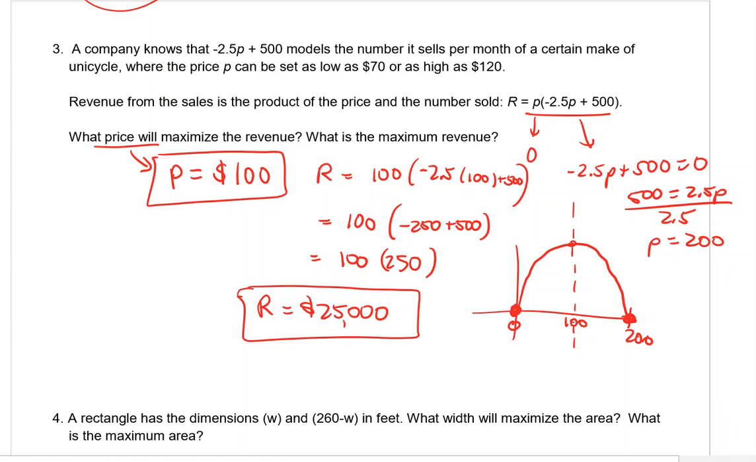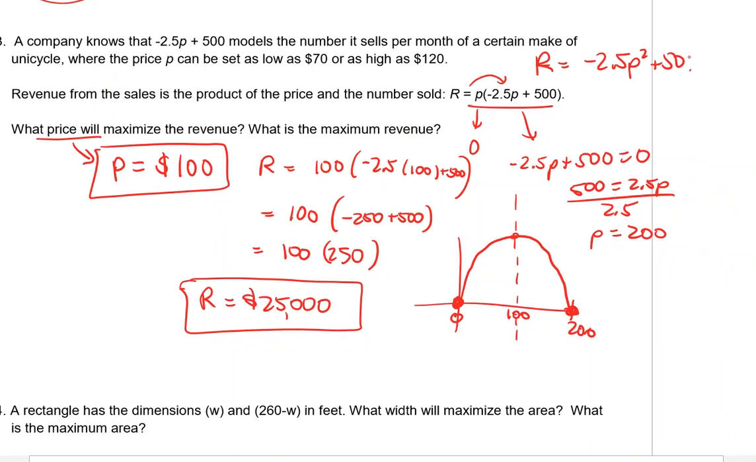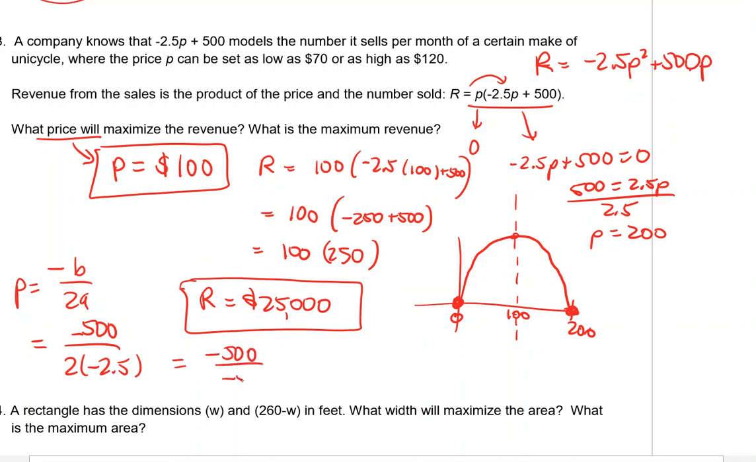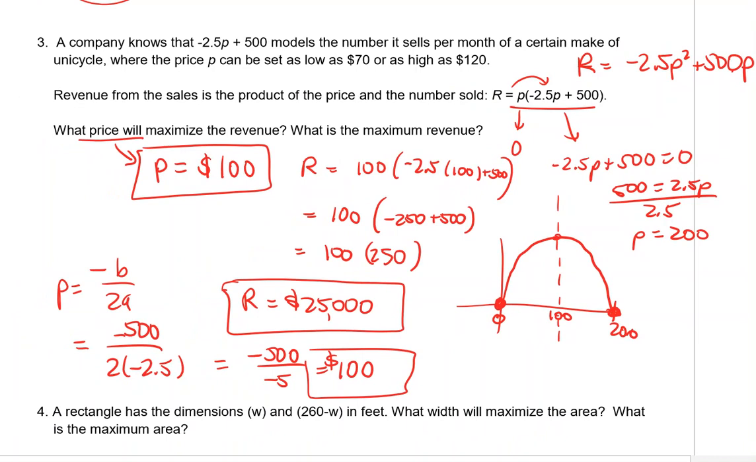Okay. Now, could I have distributed? I said R equals negative 2.5 p squared plus 500 p. Oh, and then p equals negative b over 2a, negative 500 over 2 times negative 2.5. I got negative 500 over negative 5, which is 100. I got the exact same thing. So I'm not saying that negative b over 2a is a bad way to go. I am saying that we can do this multiple ways.